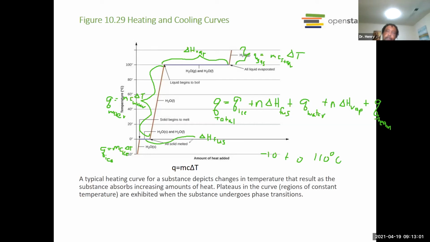So it's kind of like a step. Q ice right here, the N delta fusion. Q water, it takes us over, the N delta vape. And then Q steam or Q gas. Should just be consistent there. Make sense?